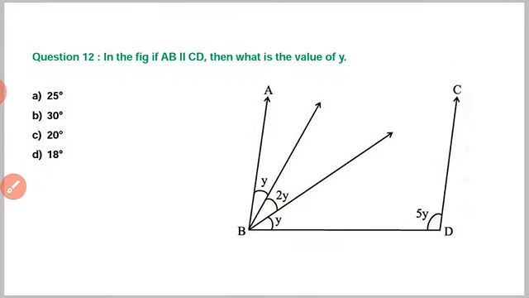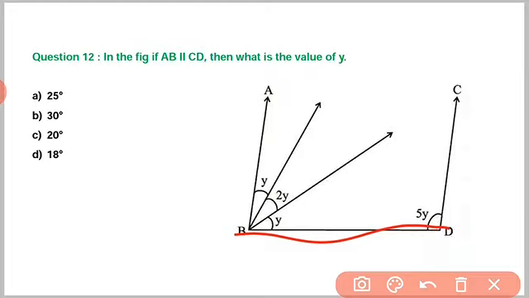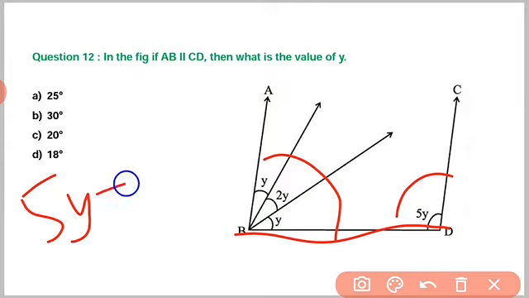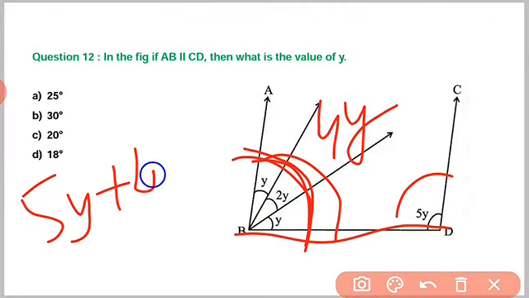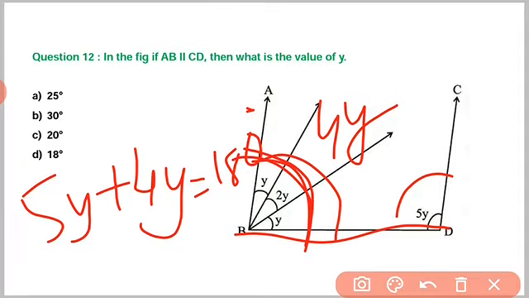In question number 12, in the figure, AB is parallel to CD and we can consider BD as a transversal, and we see that these angles are lying on the same side of a transversal, and we know that angles on the same side of a transversal are supplementary, means 5y plus, what is the sum of these angles? It will be equal to 4y. So 5y plus 4y is equal to 180 degree.